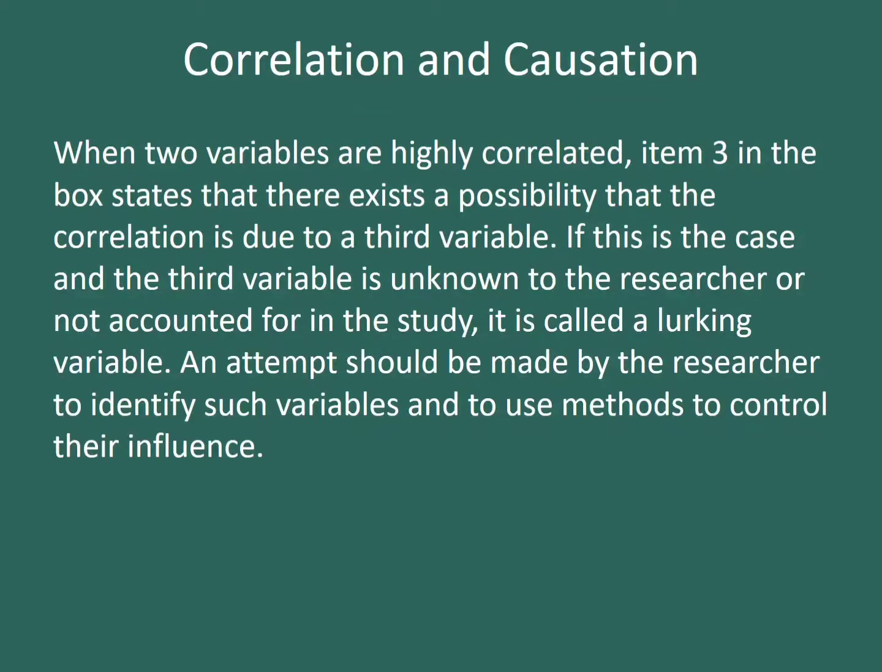When two variables are highly correlated, item 3 in the box states that there exists a possibility that the correlation is due to a third variable. If this is the case and the third variable is unknown to the researcher or not accounted for in the study, it is called a lurking variable. An attempt should be made by the researcher to identify such variables and to use methods to control their influence. So if you recall from chapter 1, section 4, we talked about lurking variables or confounding variables.